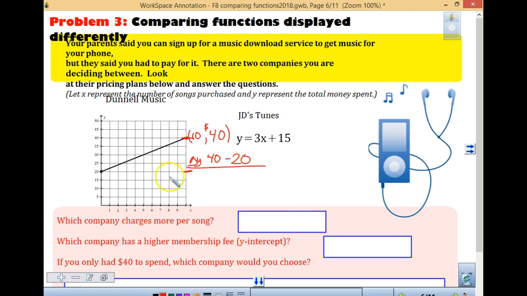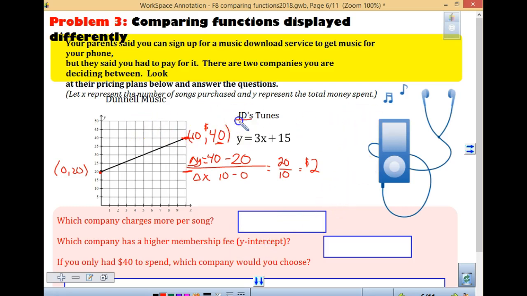Okay. Taking this point at 40 minus this point right here at 20. So the change in y. This point, remember, is located at (0, 20). So 40 minus 20 over our change in x. What is our change in x? 10 minus 0, which means we have 20 divided by 10, or how much per song? $2 per song.